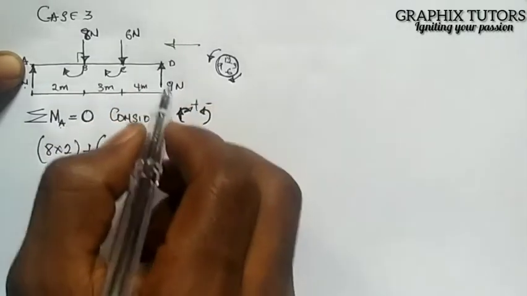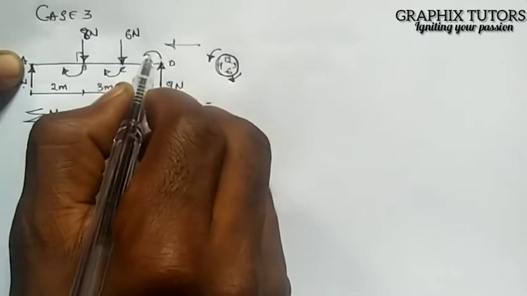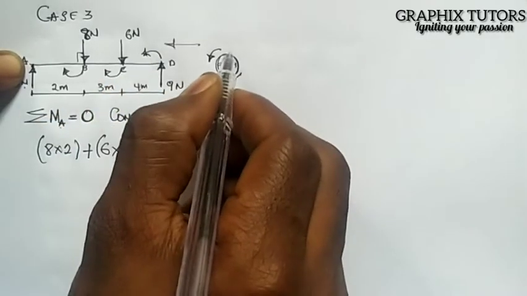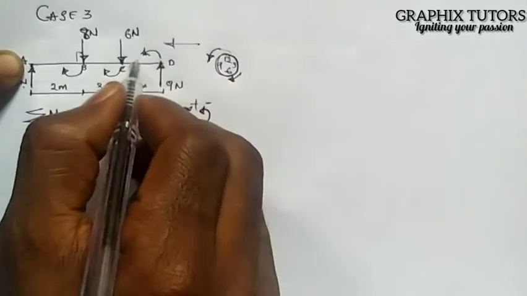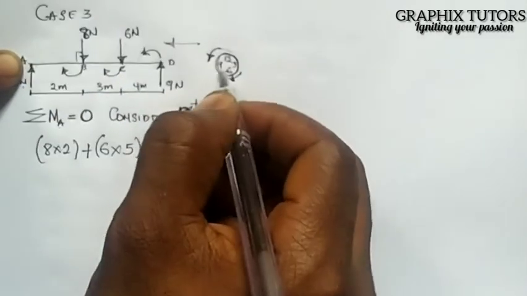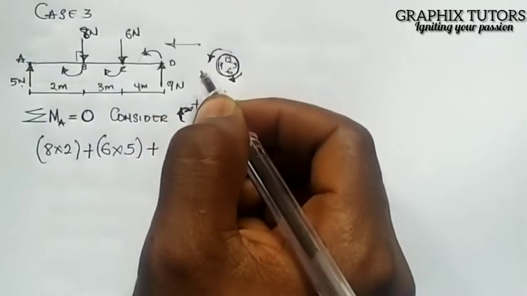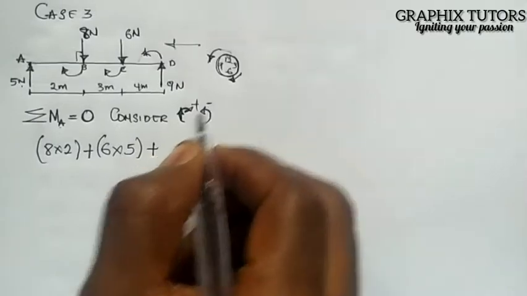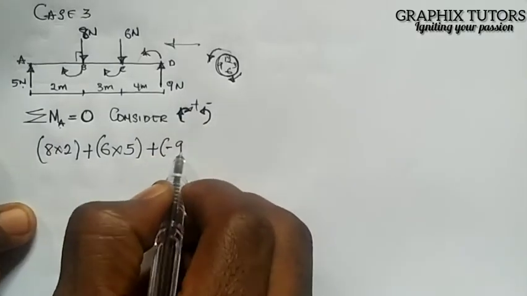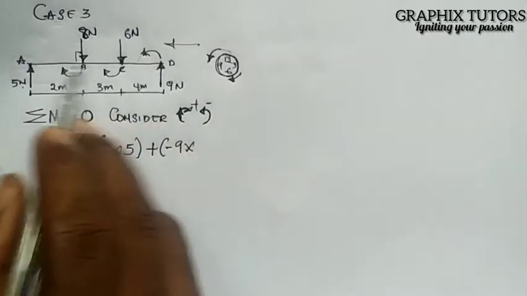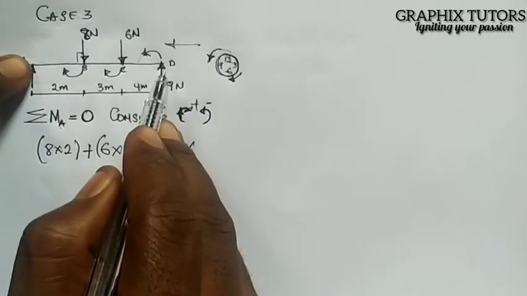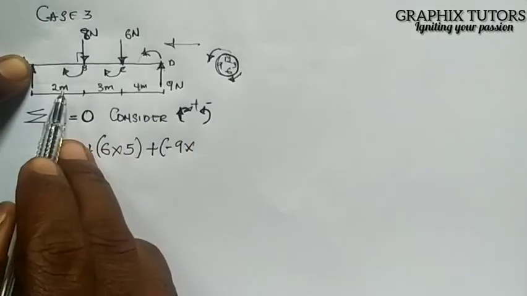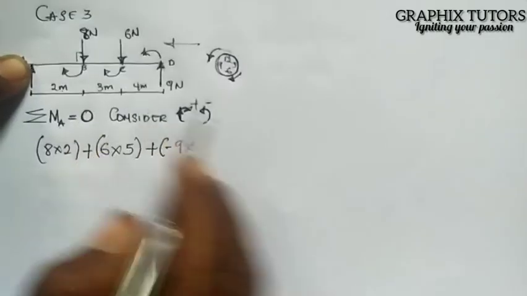Plus, the next one is this 9. The 9 is coming like this, right? And if you come to my clock, if you look at the direction, it goes opposite the direction of the clock. That is anti-clockwise. So that is negative. So I'll have minus 9 times the distance from where I took moment to the point where the force is acting. And that is 2 plus 3, which is 5, plus 4, which is 9.